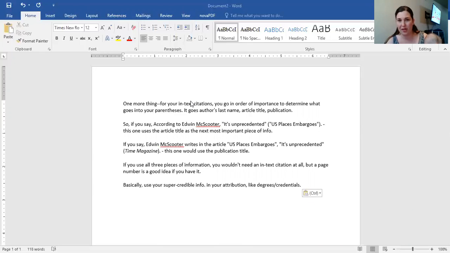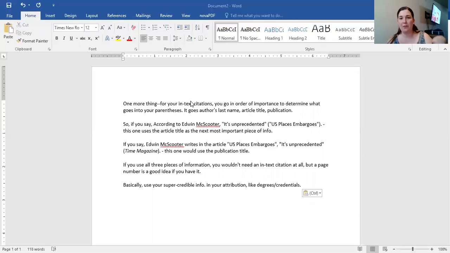places embargoes, okay? So if you say, Edwin McScooter writes in the article, U.S. places embargoes, and then you go into your quote, it's unprecedented, you would move to the publication title, Time Magazine, HistoryChannel.com, etc. If you use all three pieces of that information, then you actually don't have to use an in-text citation at all. But if you have a page number, that's a good idea.